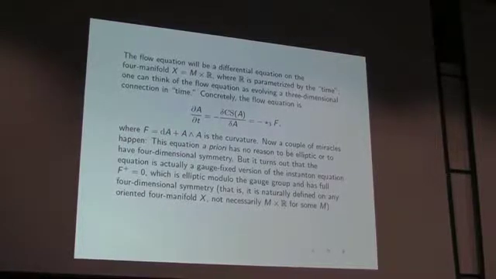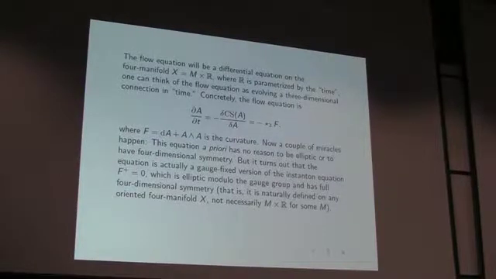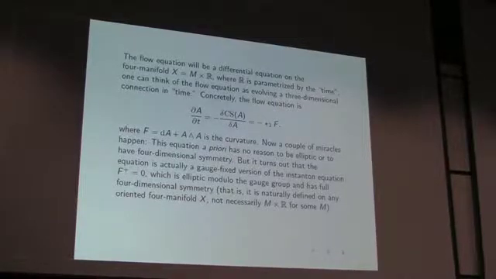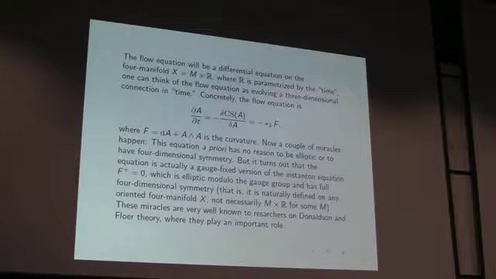The flow equation for the Chern-Simons function actually is an elliptic differential equation that has full four-dimensional symmetry. It's not just any old elliptic differential equation. It's the instanton equation that's important both in four-manifold theory and also in quantum field theory. It has four-dimensional symmetry, meaning it's naturally defined on any oriented four-manifold X, not necessarily of the kind that appears in our derivation. So these miracles are well known to researchers exploring Donaldson theory, where they play an important role.